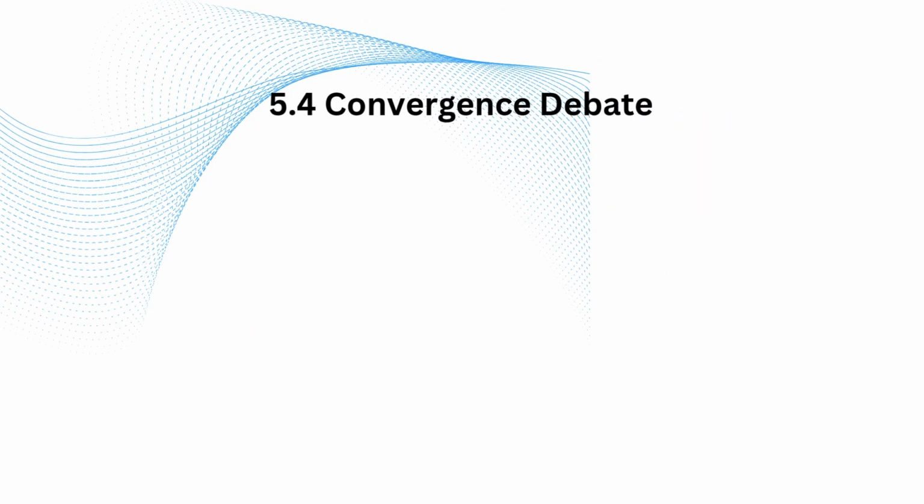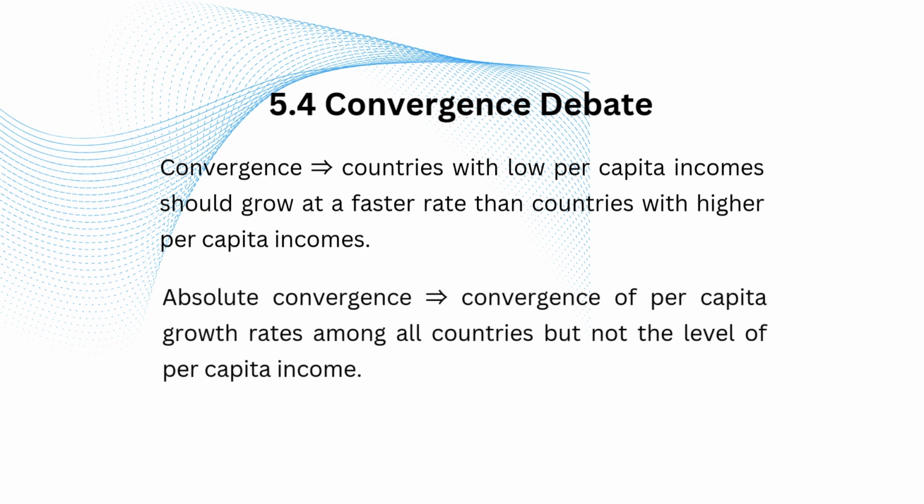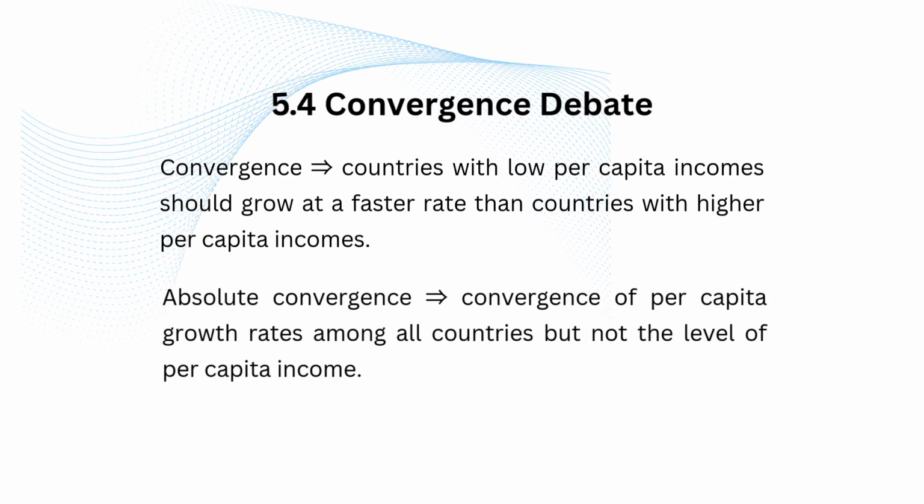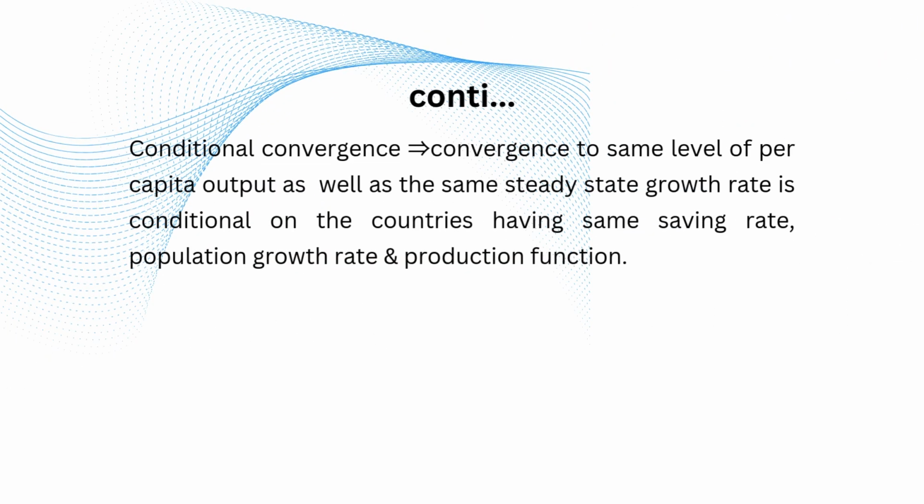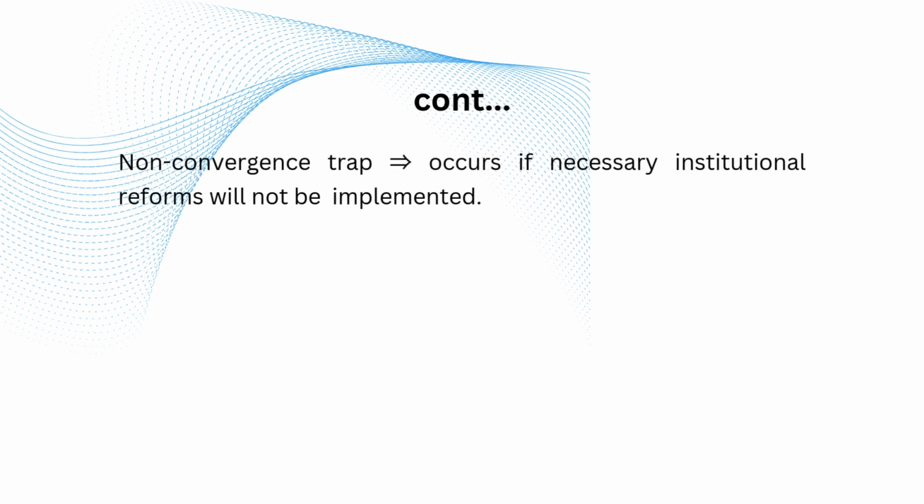5.4 Convergence debate. Convergence: countries with low per capita incomes should grow at a faster rate than countries with higher per capita incomes. Absolute convergence is of per capita growth rates among all countries, but not the level of per capita income. Conditional convergence to the same level of per capita output as well as the same steady state growth rate is conditional on the countries having the same saving rate, population growth rate and production function. Club convergence: only rich and middle income countries that are members of the club are converging to the income level of the richest countries. Non-convergence trap occurs if necessary institutional reforms are not implemented.